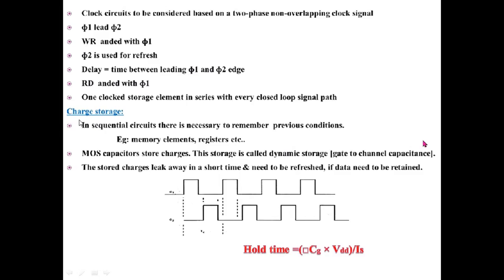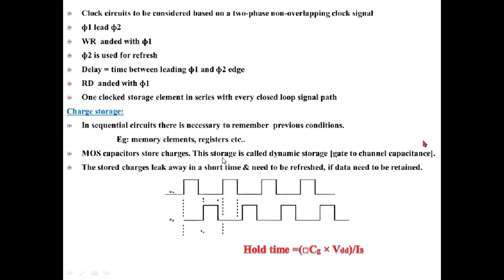And the second piece of information is regarding charge storage. In sequential circuits, we need to remember the previous conditions. So in sequential circuits, there is a necessity to remember the previous values or conditions. For example, in memory elements and registers, which are examples of sequential circuits, we need to use a memory element. So this charge storage can be a MOS capacitor. Basically, MOS capacitors are able to store charge in them.